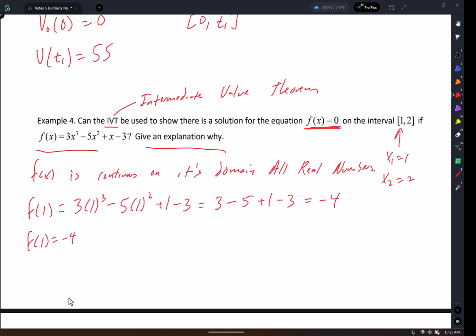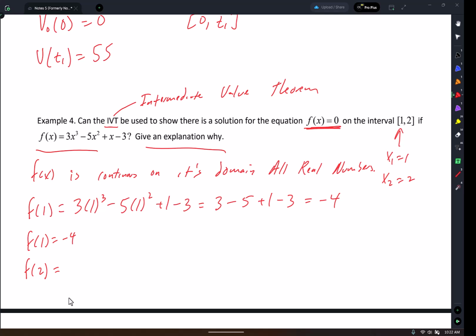Okay, now I'm going to do f of 2. Remember, guys, it's continuous. What is the plan? All I'm doing is I'm plugging in a 2, and if I get a positive number, I know for a fact that f of x had to equal 0 somewhere between 1 and 2 because it's continuous.